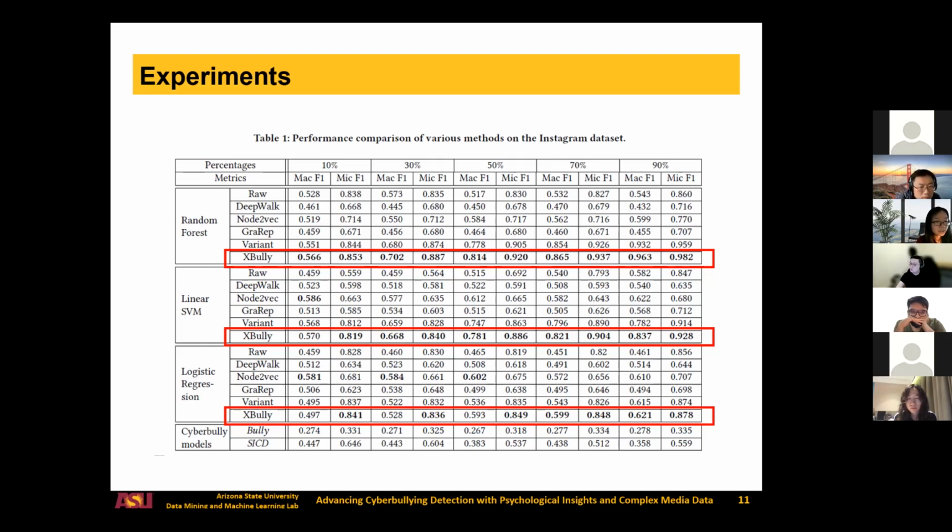And then we can see our models can mostly achieve the best performance regarding the different evaluation metrics. And a very clear observation is that for all the models, with more training data, the performance increases. And our models can achieve the best performance regardless of the percentage of training data we used.